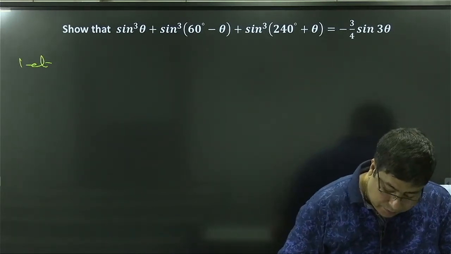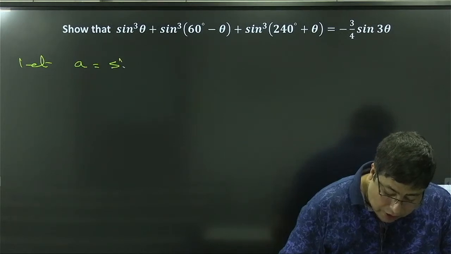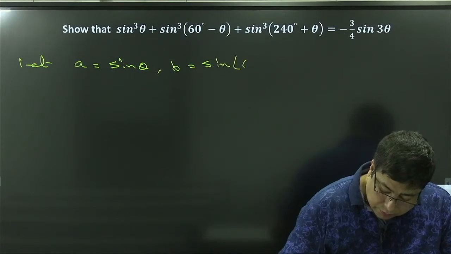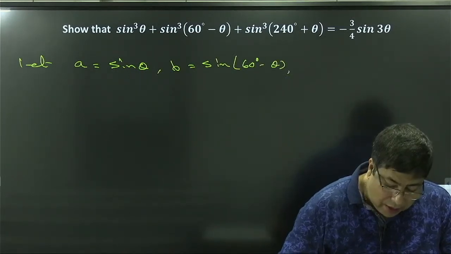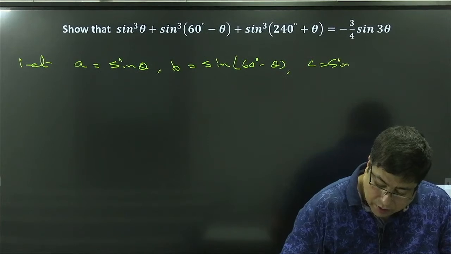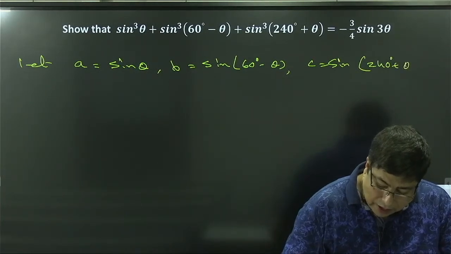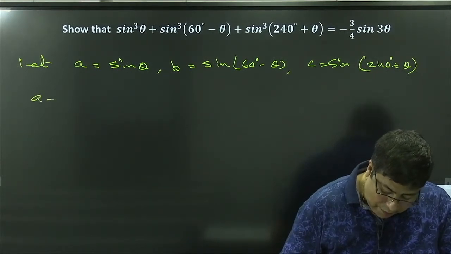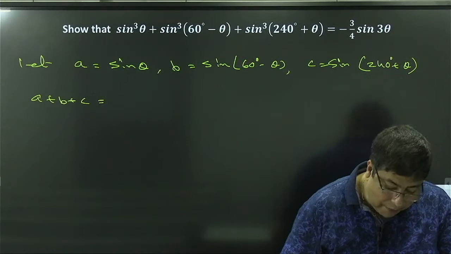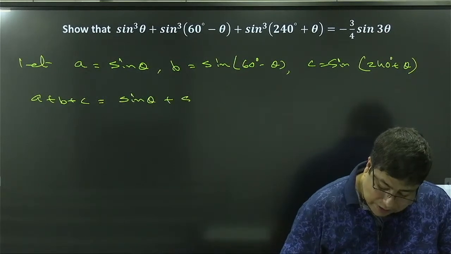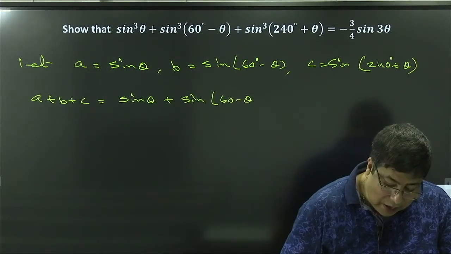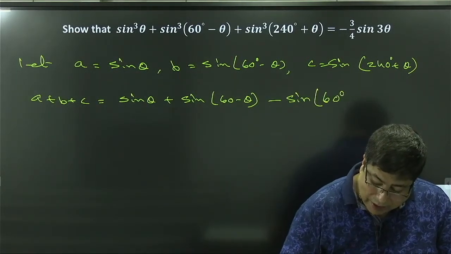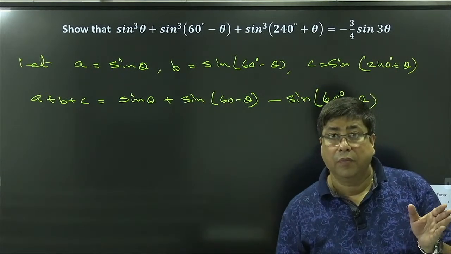Let A equal sin θ, remember this, B equal sin(60° − θ), and C equal sin(240° + θ), and we want A³ + B³ + C³. First of all, let us find A + B + C. If we apply sin θ + sin(60° − θ) − sin 240°, it can be written as sin(60° + θ), 180° plus.